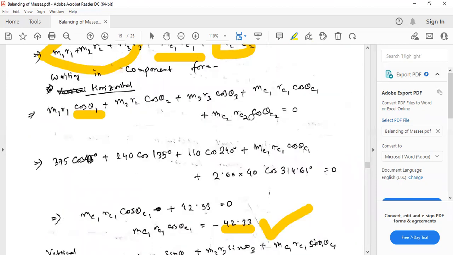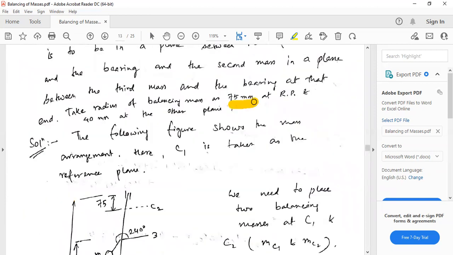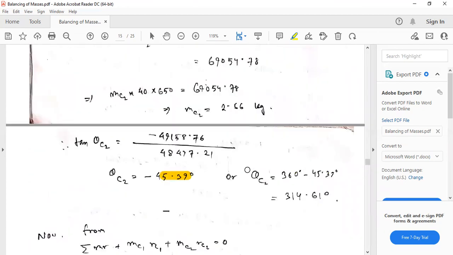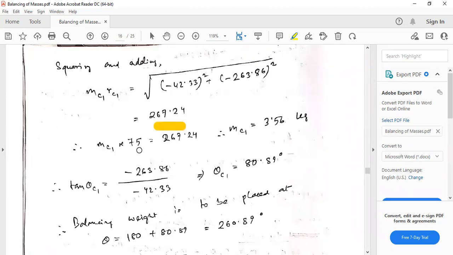Now it is given in the question that the radius of the first balancing mass at the reference plane is 75. So RC1 is given as 75. So here we can see that this is 75.